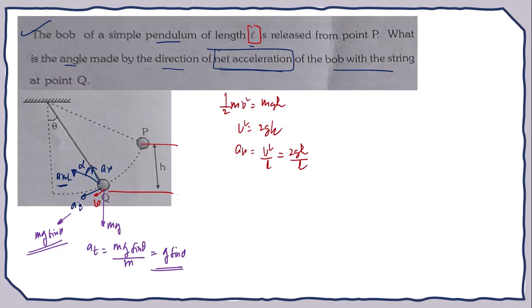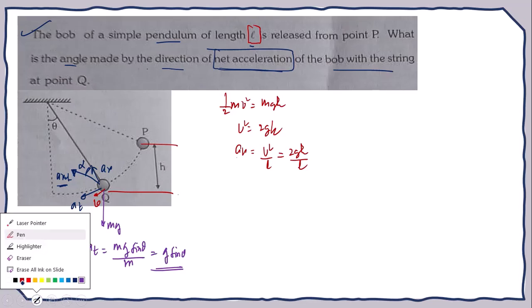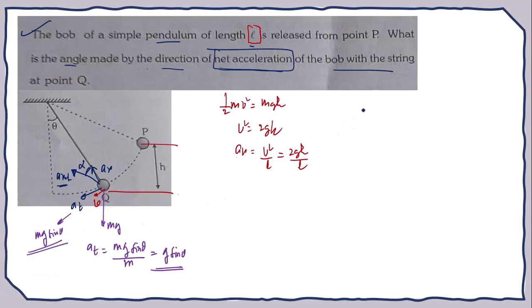Now you are asked to calculate the angle alpha. Let us take tan alpha. What is tan alpha? Tan alpha equals AT by AR. Now put AT equals g sin theta and AR equals 2gh by L. So ultimately I am getting sin theta into L by 2h. Now h can also be represented in terms of the angle theta. h is basically the vertical distance. So what is the vertical distance? L minus L cos theta.